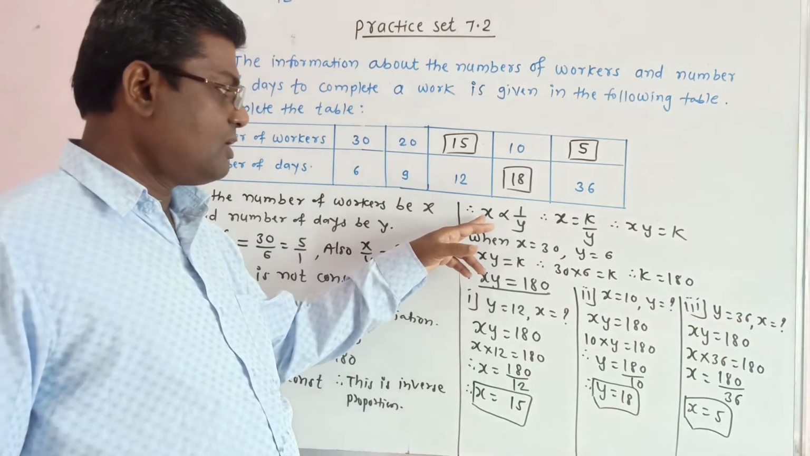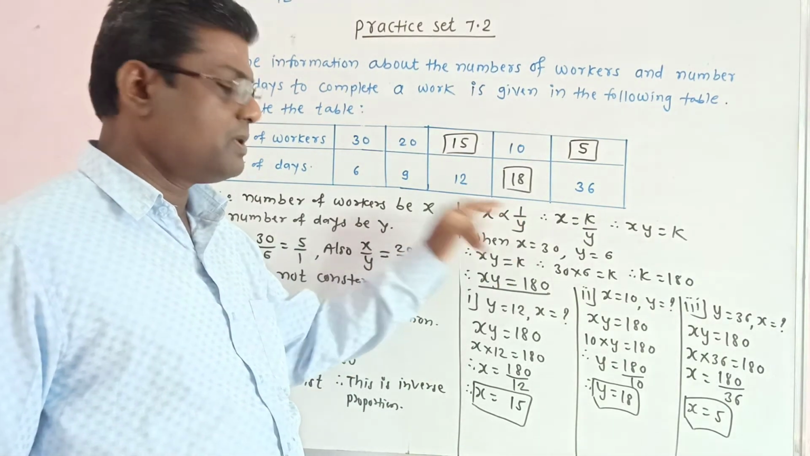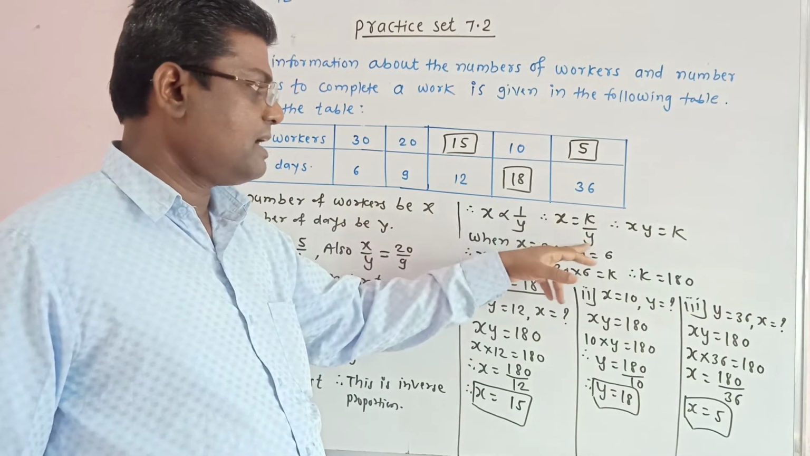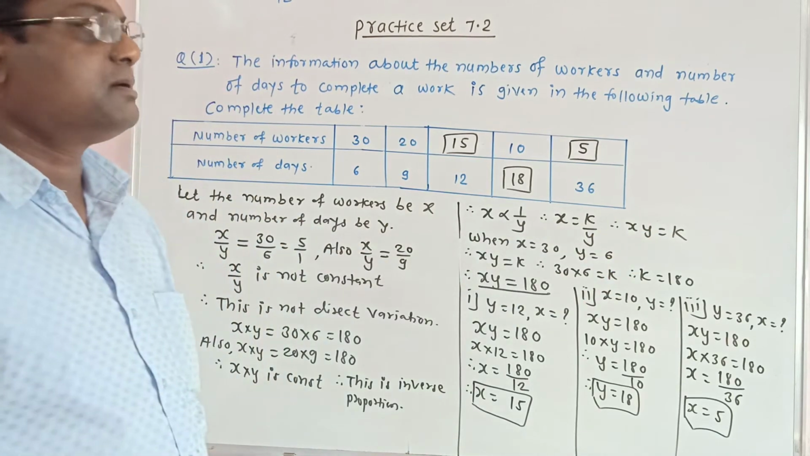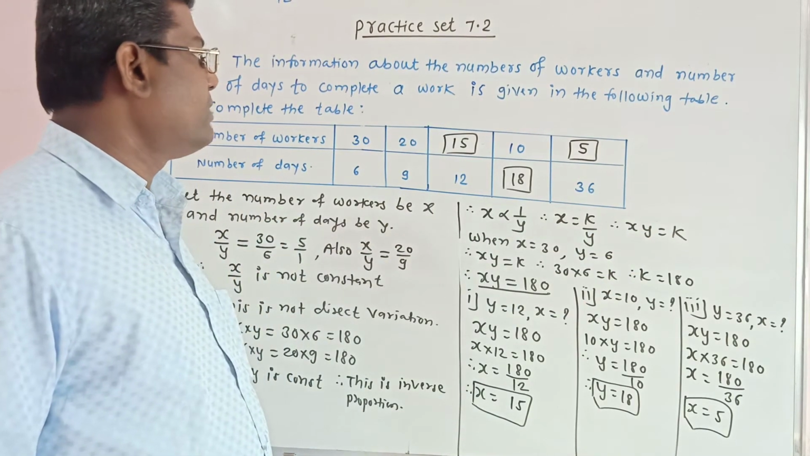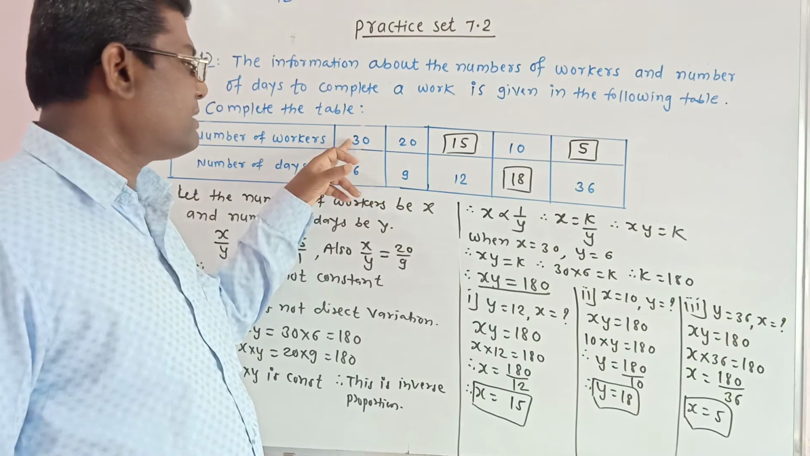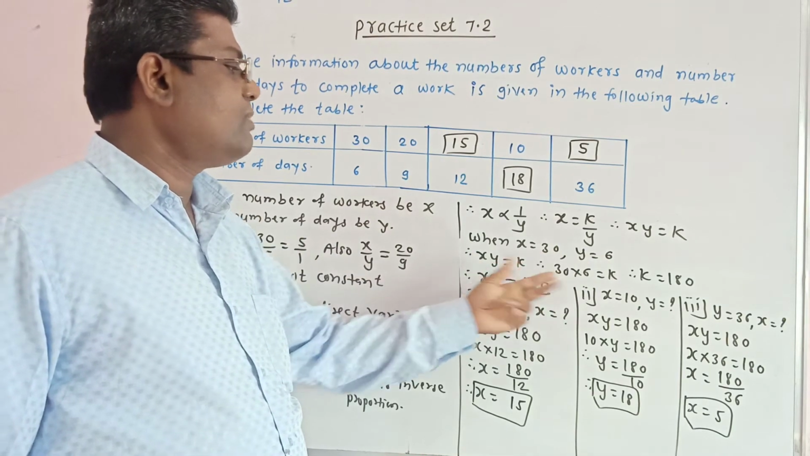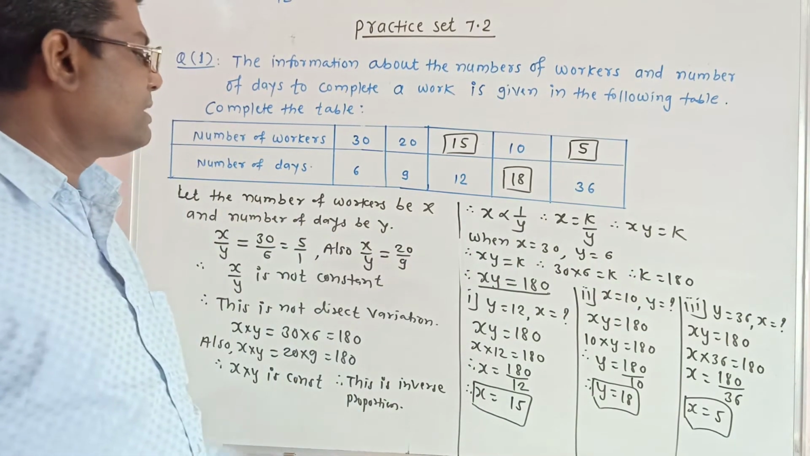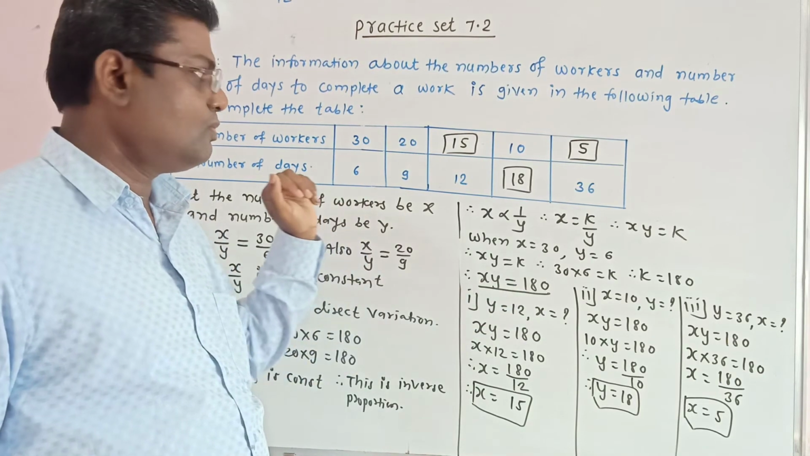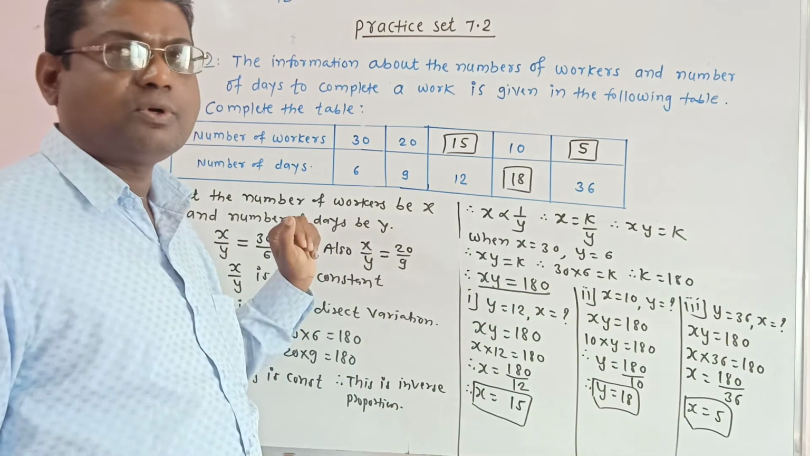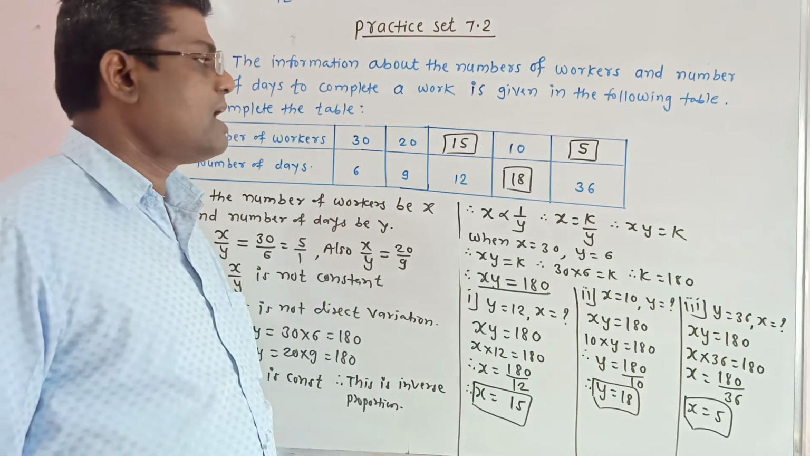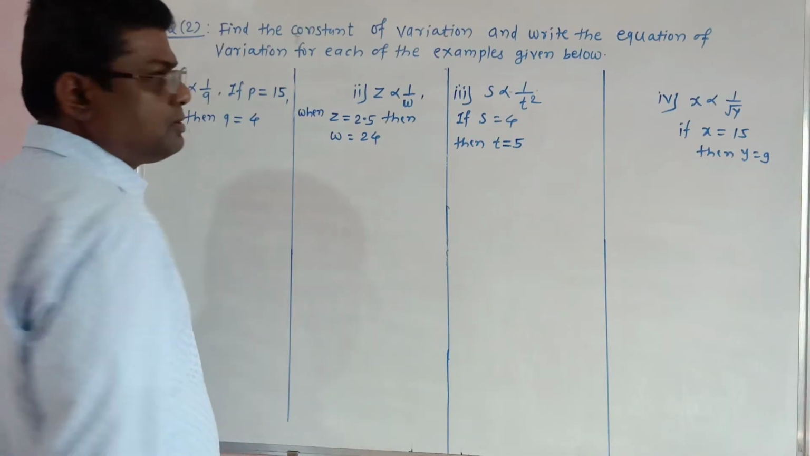So write the statement of inverse proportion. x is inversely proportional to y, that is x is equal to k upon y. Therefore x into y is equal to k is the equation of inverse variation. Now we are given x is equal to 30 and y is equal to 6. From this, find the value of k as 180. So our equation is xy is equal to 180. In this equation, put the values of x and y and find the required value. Question number 2.